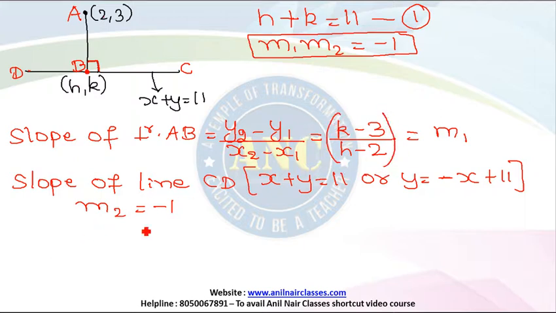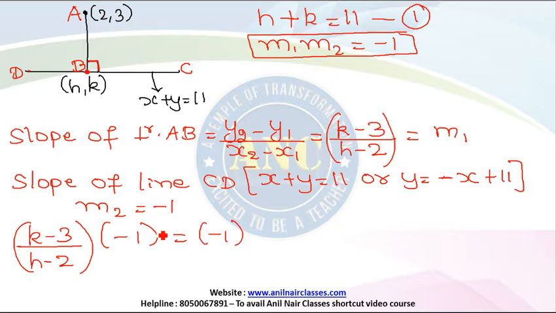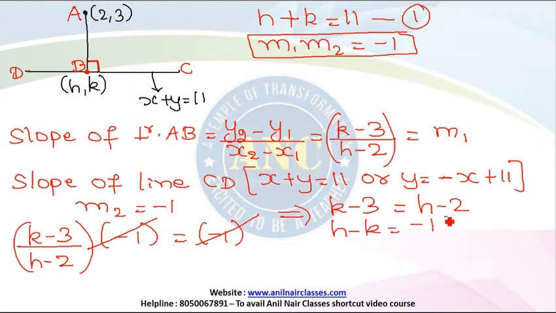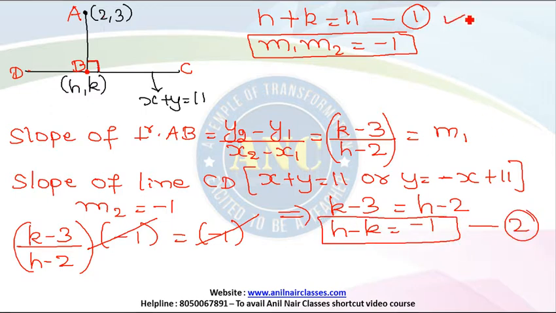That means k minus 3 divided by h minus 2, product with m2 is minus 1, right-hand side is also minus 1. Minus 1 cancels with minus 1, so you are left with k minus 3 divided by h minus 2 is equal to 1. k minus 3 is equal to h minus 2, or h minus k is equal to minus 1. Now I have this as my second equation. h plus k is equal to 11 according to equation 1. h minus k is equal to minus 1 according to equation 2.